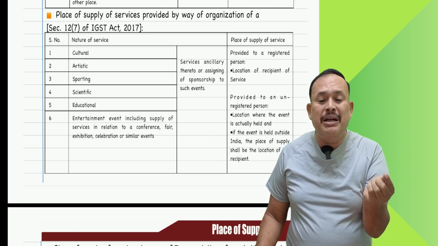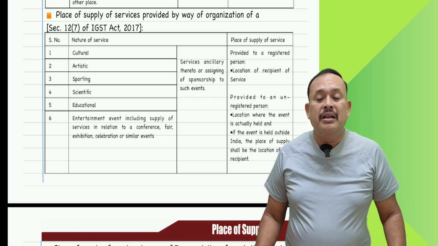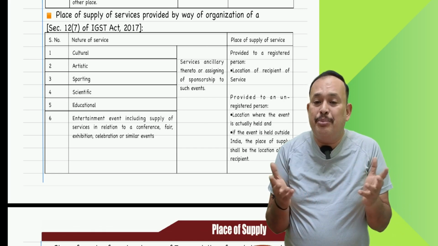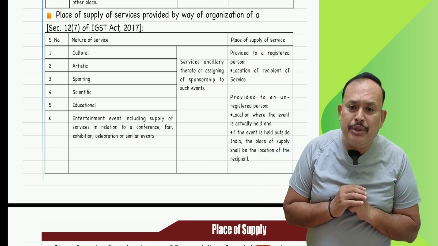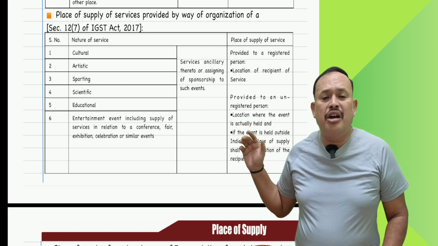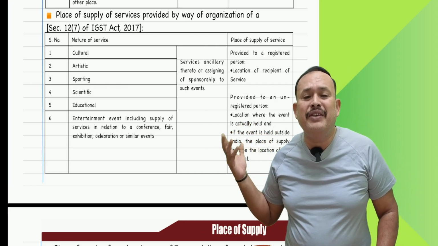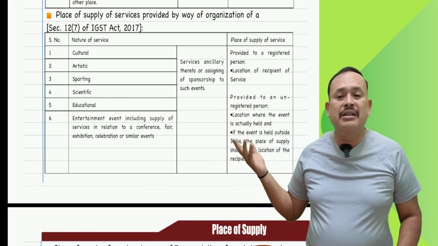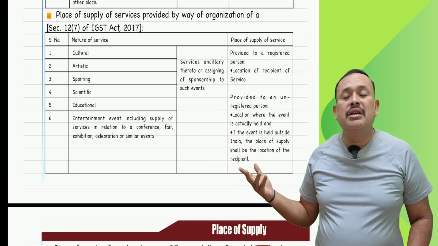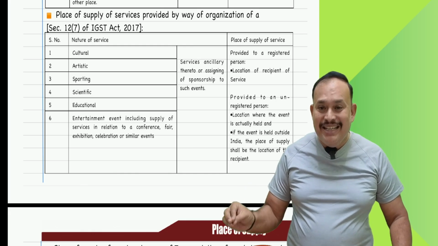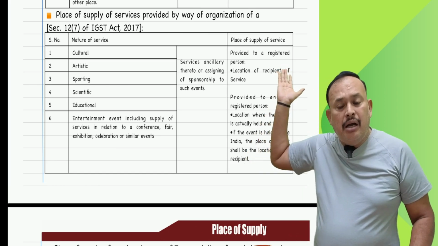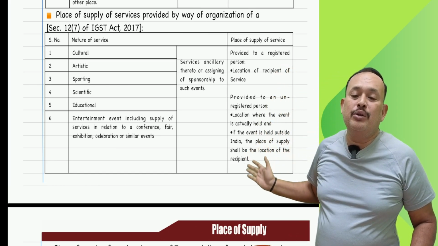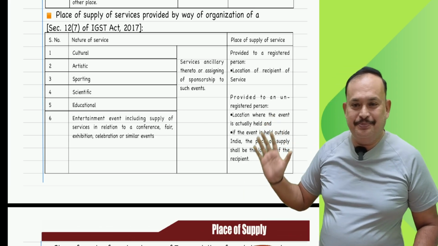If the recipient is a registered person, the recipient location is the place of supply. If the recipient is an unregistered person, the place where the cultural event, artistic event, sporting event, scientific event, education event, entertainment event or exhibition or seminars were actually held in India is the place of supply. If held outside India, then the place of supply goes to the location of the recipient.